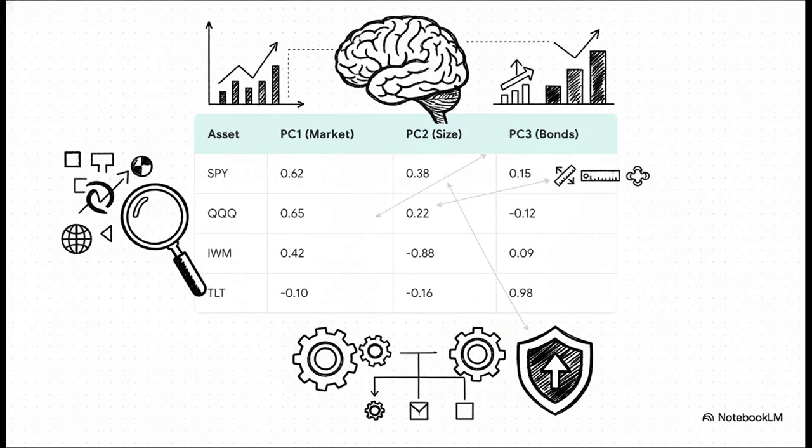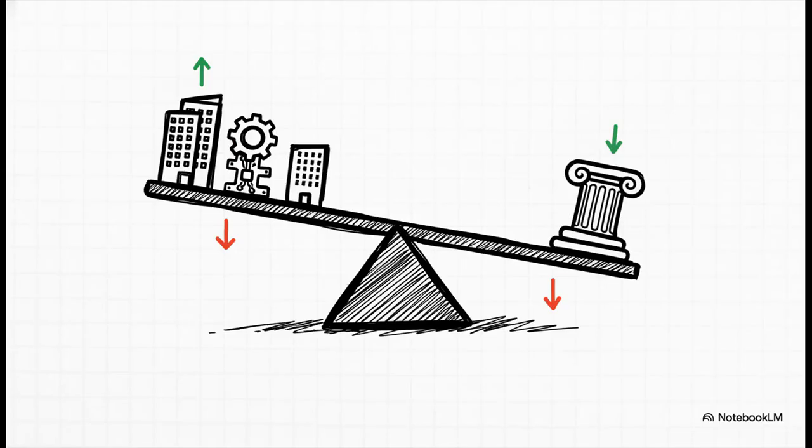So what are these mysterious components? This table here with the loadings is basically our decoder ring. It shows us how much each of our assets is influenced by these hidden factors. Let's break down the top three. Take a look at that first column for PC1. Notice how all the stock ETFs, SPY, QQQ, and IWM, have these strong positive numbers? But the bond ETF, TLT, has a -1. This is the classic risk-on, risk-off dynamic you hear about. It's the broad market factor. When stocks are having a good day, bonds tend to go down, and the other way around.